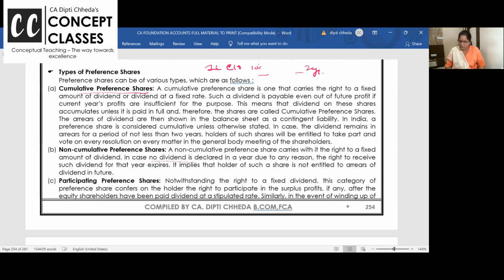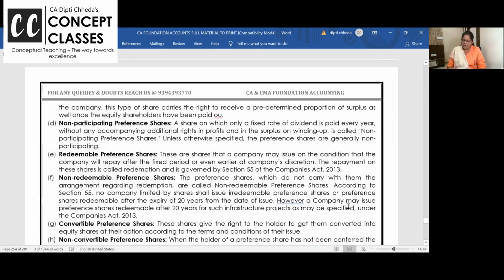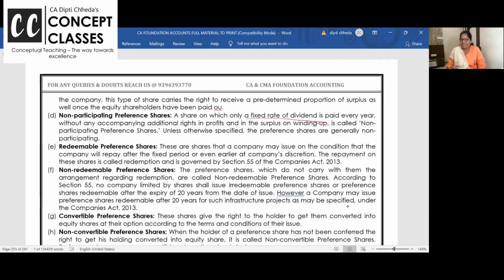Non-cumulative means in case no dividend is declared, the right to receive dividend expires. You will not receive the dividend in the next year. Okay? Participating preference shares. Over and above the dividend, they participate in the profits of the company also. After you have given equity shares, dividend and all, participate. Non-participative is they just get fixed dividend, nothing else. Redeemable preference shares means you have to repay them.